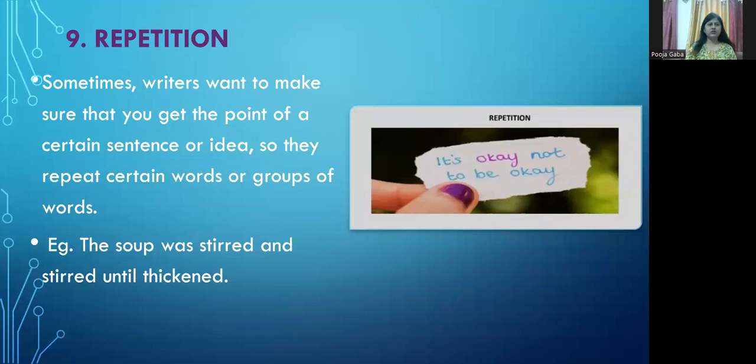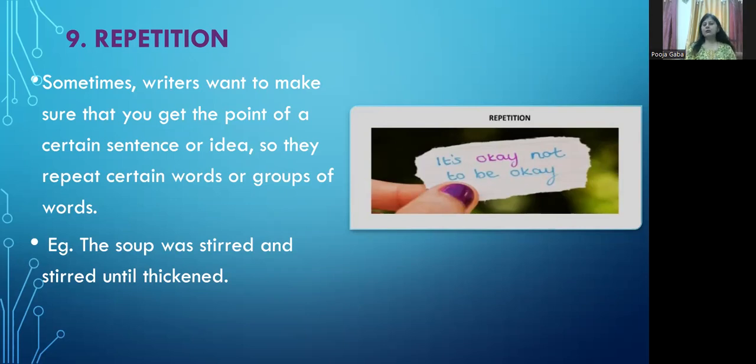The next one is repetition. Sometimes authors or poets repeat the whole word or the whole sentence to create emphasis for the readers. If you remember alliteration, in alliteration only the initial consonant sound was repeated. But here the whole word or maybe the whole sentence can be repeated. Now see this example: The soup was stirred and stirred until thickened. This word stirred is repeated to create an impact or emphasis on stirring, that it was stirred too much until it thickened. So here it is called repetition.